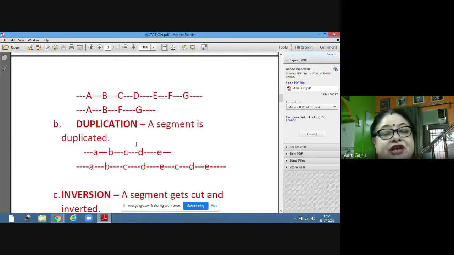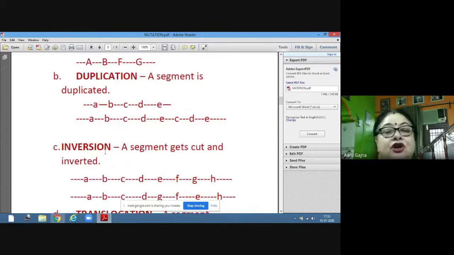Another thing which can happen is inversion. Now, in inversion, what happens? A segment gets cut and inverted. Inverted means ulta, it gets turned around. Now, see this. Suppose this is the original sequence: A, B, C, D, E, F, G, and H.